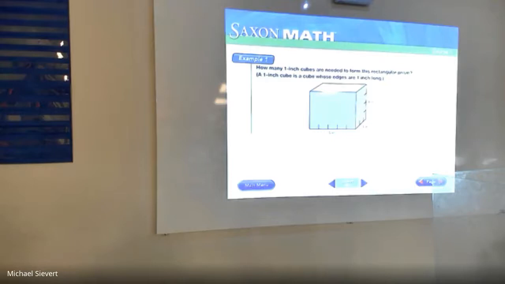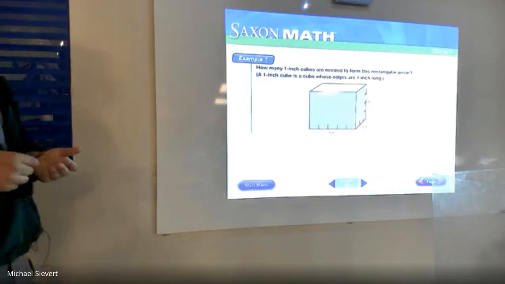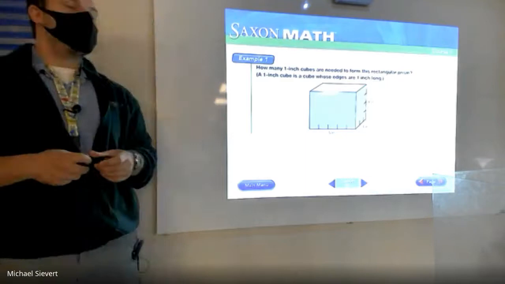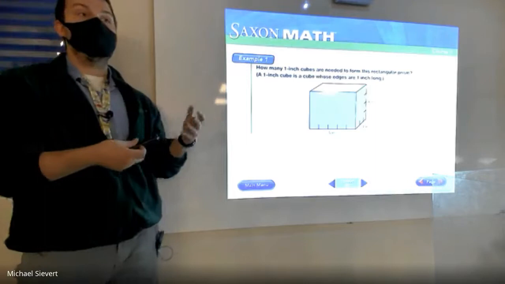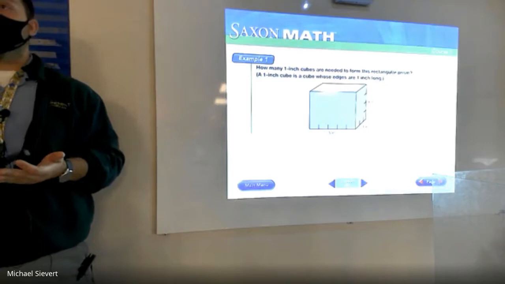Now, how many 1-inch cubes are needed to form this rectangular prism? A 1-inch cube is a cube whose edges are 1 inch long. On your notes, at the very top by example one, or by the I can statement, I need you to write down this formula, because this is a very important formula that you will need for your exit ticket and your assignments.